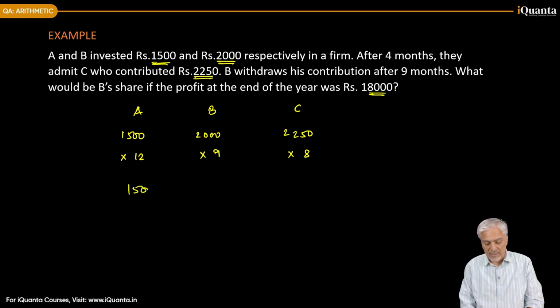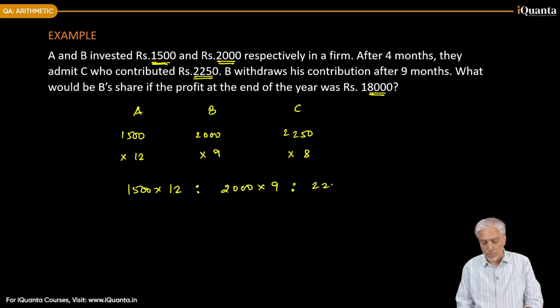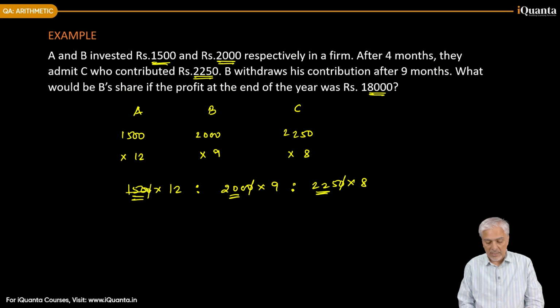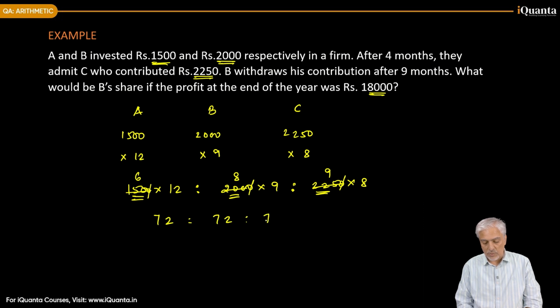So 1500 into 12, ratio 2000 into 9, ratio 2250 into 8. So a lot of things will cut. Pay attention very carefully. So first of all, if I divide by 10, 10 will cut. Then I can see all of these go with 25 directly. So let's divide directly with 25. 25 6, 25 8 and 25 9. And at this moment, I thought just let me multiply. The numbers are not very big. So this was 72. This was also 72 and this was also 72.